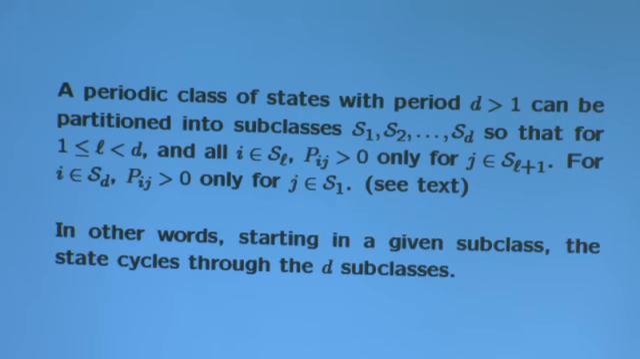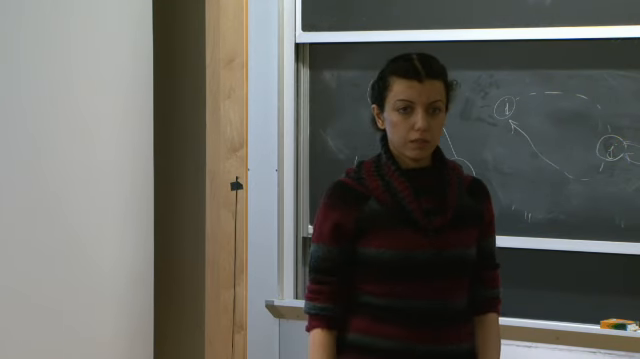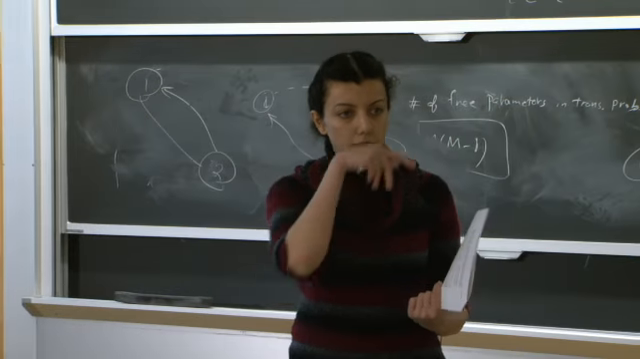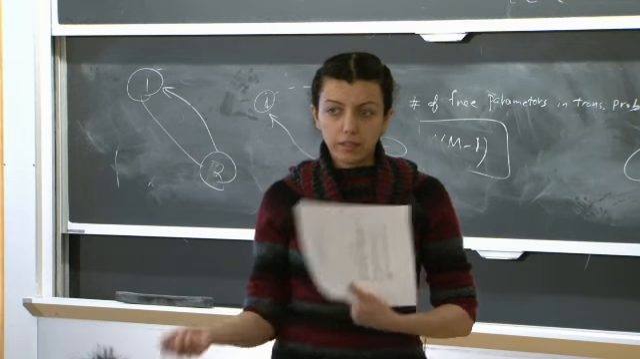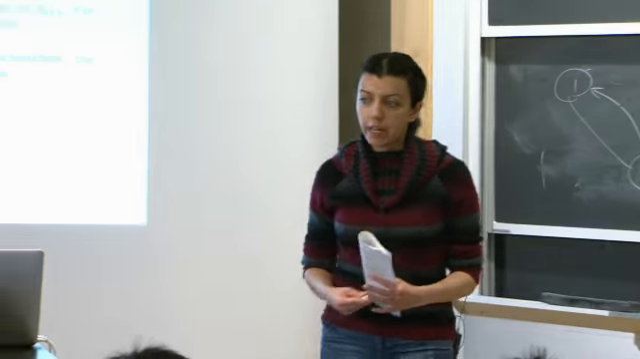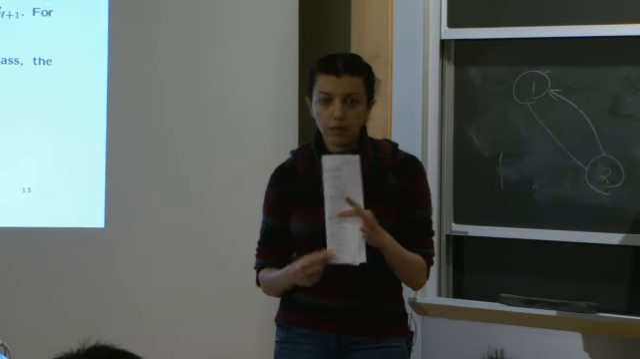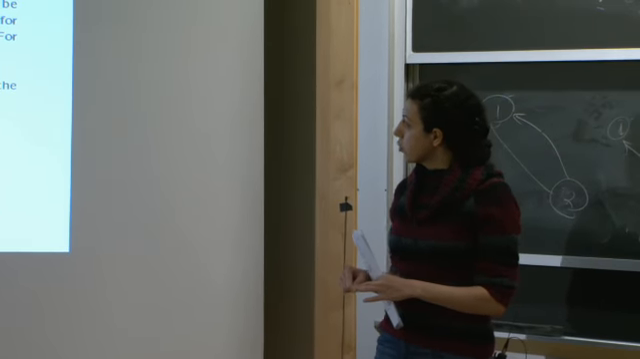This is another very important thing that we can do in Markov chains. I have a class of states in a Markov chain, and they are periodic. So the period of each state in a class is greater than 1, and you know that all the states in a class have the same period. So it means that I can partition the class into subclasses.